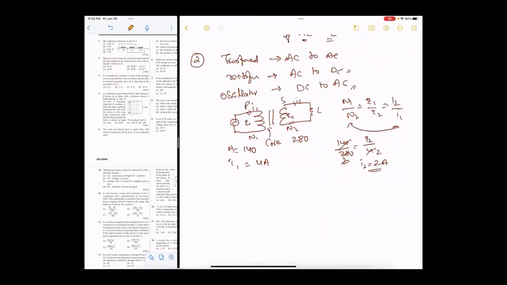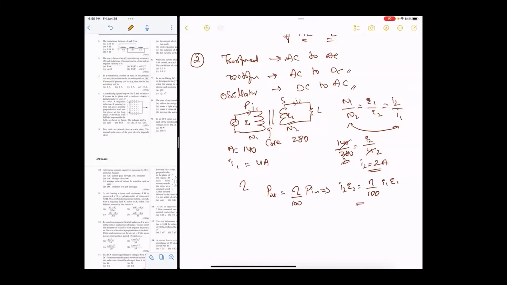In that case, they'll give efficiency eta. That means P output is eta by 100 times P input. If it is 90, that is 90 by 100 times P input. So in that case, P out is I2 E2, which is equal to eta by 100 into I1 E1. Now, if it is ideal, eta is 100.